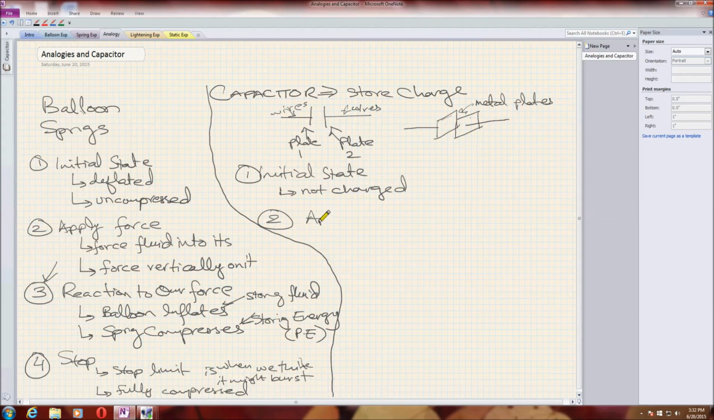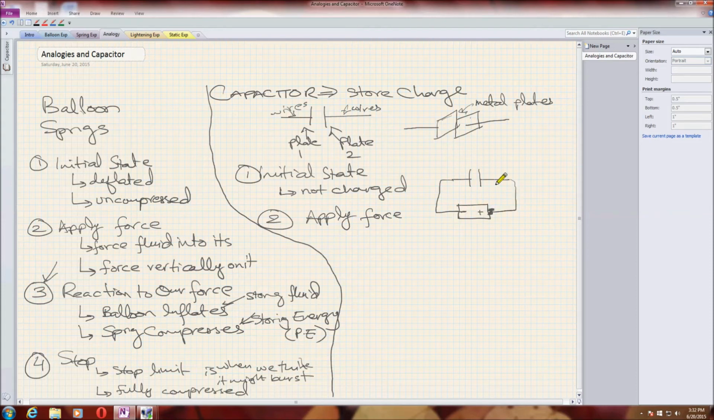But what does this mean in the case of a capacitor? Let me show you a little circuit here. This is our capacitor, two plates parallel to each other, and applying force means that you put a battery right here in parallel with the capacitor. This is the negative end, this is the positive end, and then you connect it right here. That's what we mean by applying the force.